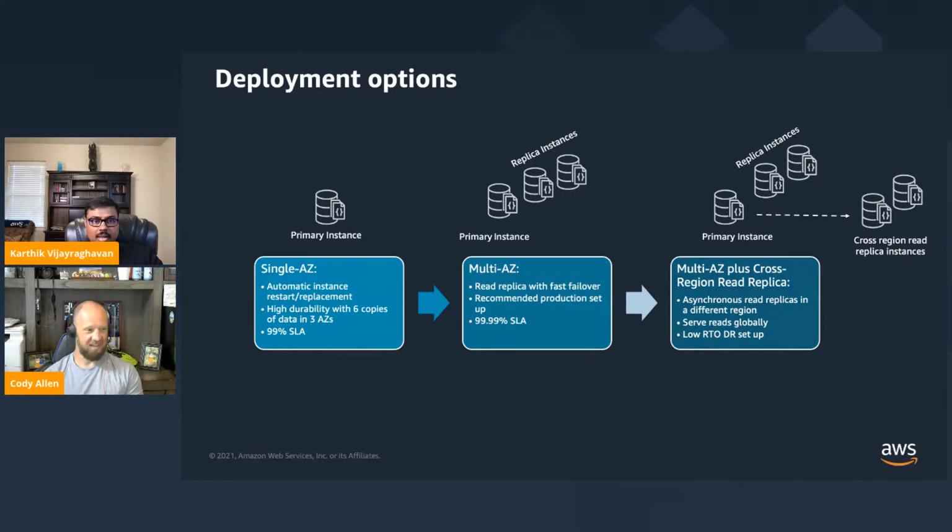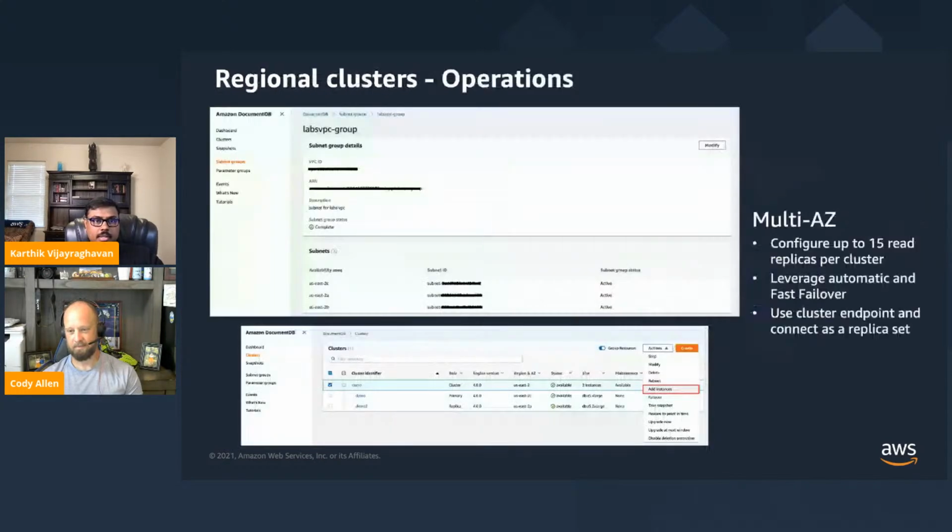So we'll push along while Cody is fixing his technical difficulties with StreamYard here. Okay. So let's look at the regional cluster operations, right? So if you take a cluster within a region, what can you perform there? What features does it have? You can configure up to 15 read replicas, and you can leverage automatic and fast failover. So if a primary instance goes down, DocumentDB will automatically bring up a replica instance to be the new primary. So again, those are all automated for you, so you don't have to worry about it.